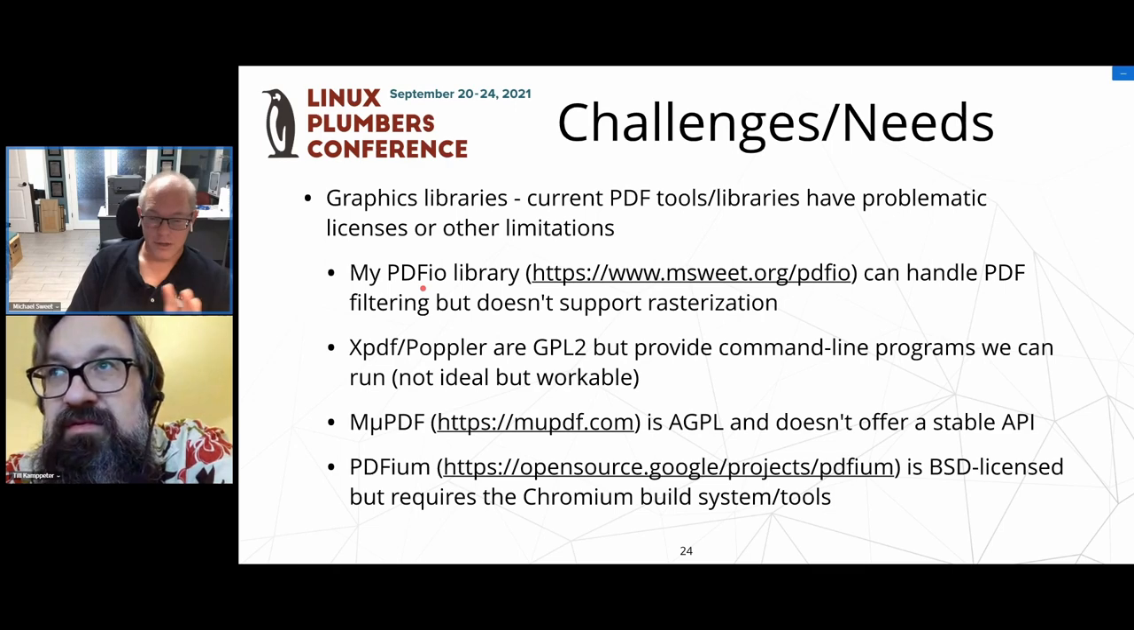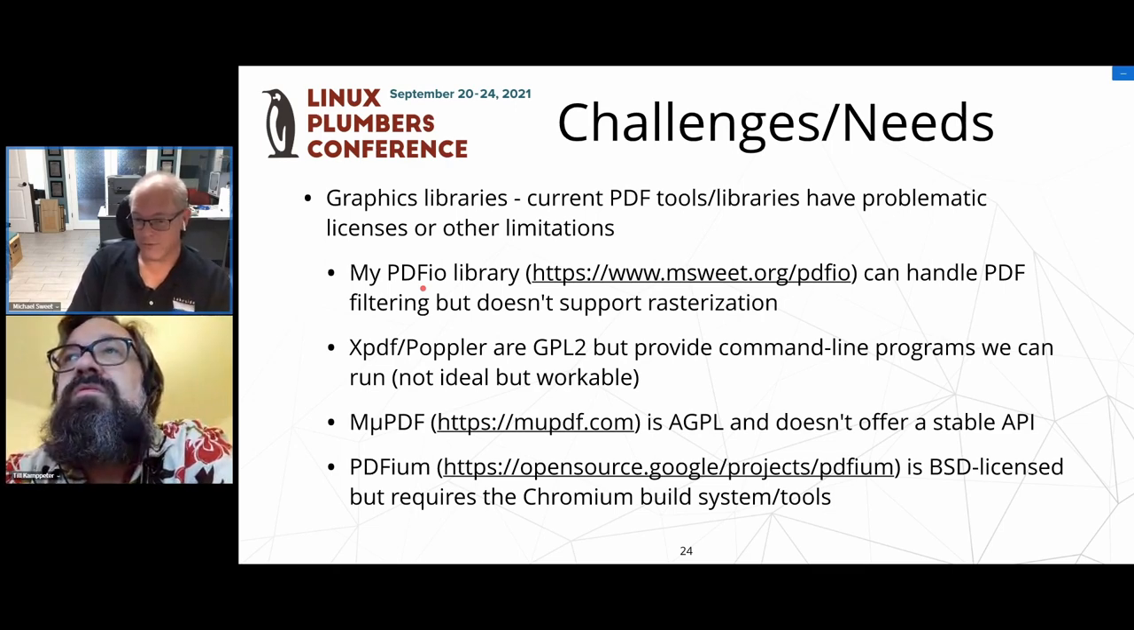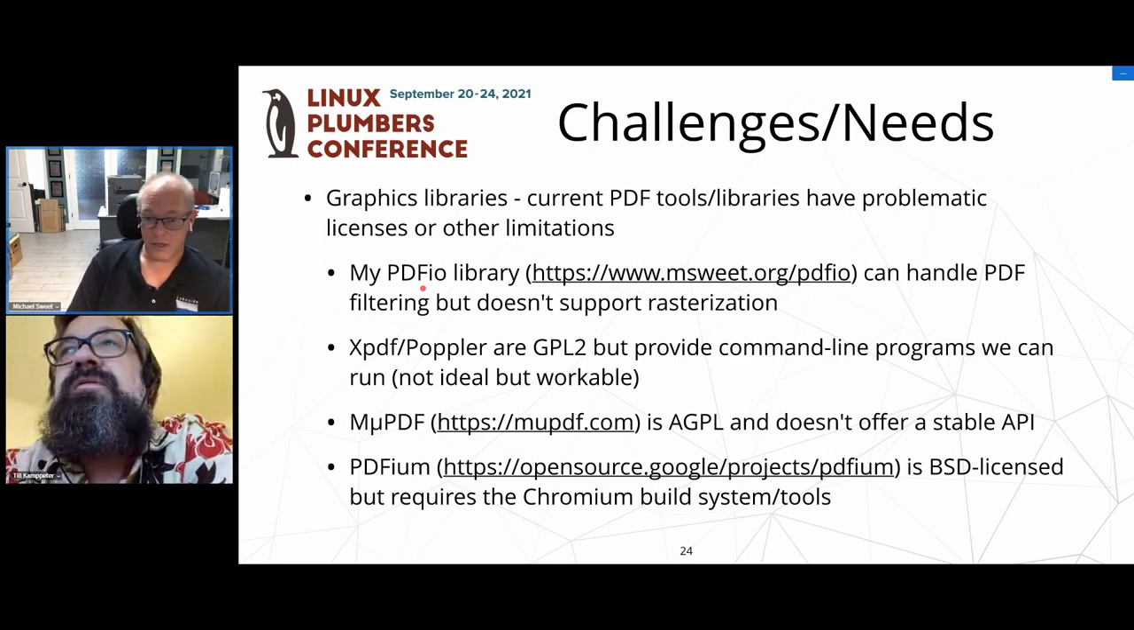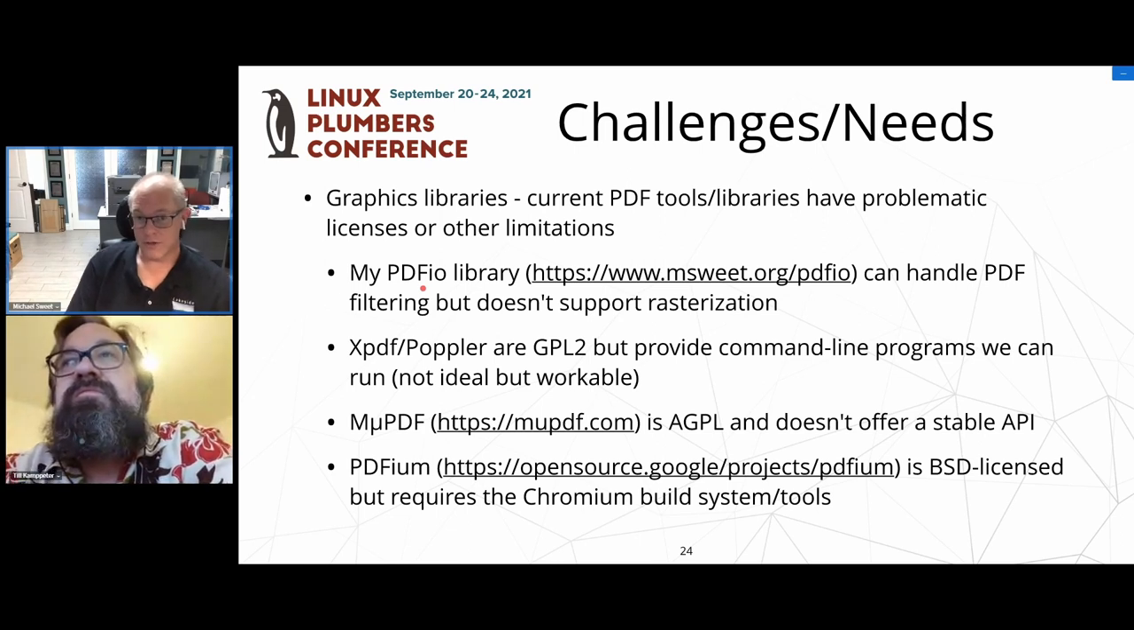I wish the whole license landscape was simpler for open source. And then the last one there, PDFium, has all the functionality that we need and is BSD licensed, which is awesome. It works with any license, but you can only build it with the Chromium build tools in the build system, which makes it really hard to integrate into an open source printing system that's supposed to run everywhere.